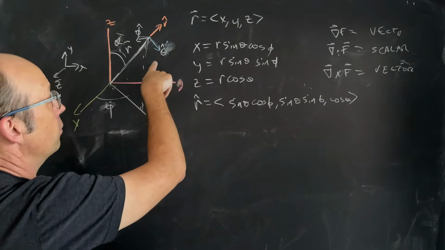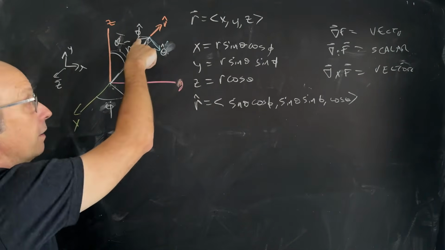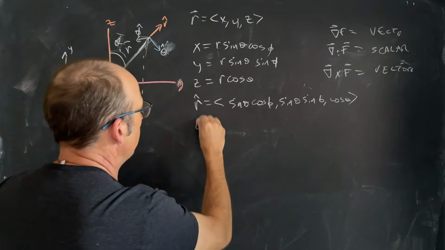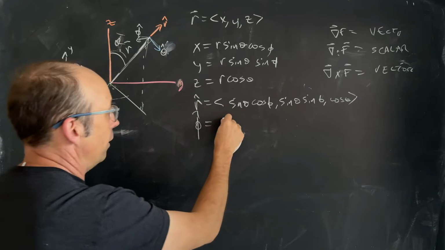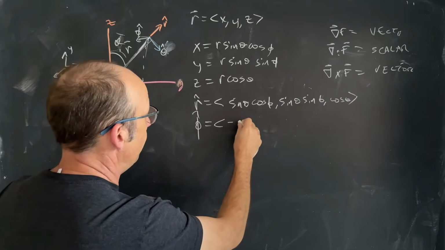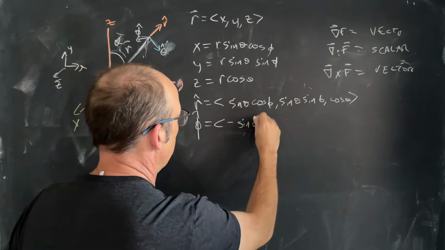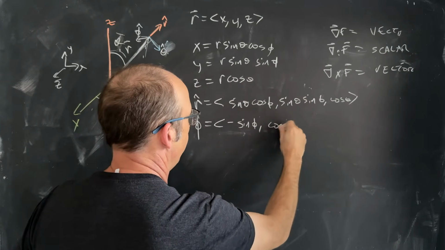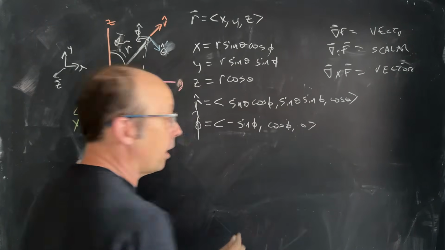Now, I'm not going to do the theta hat one, but it does turn out that the phi hat one's very useful. You can look them up, and they're in the front of the book. Phi hat unit vector is going to be negative sine phi, cosine phi, 0. That one comes up quite a bit.